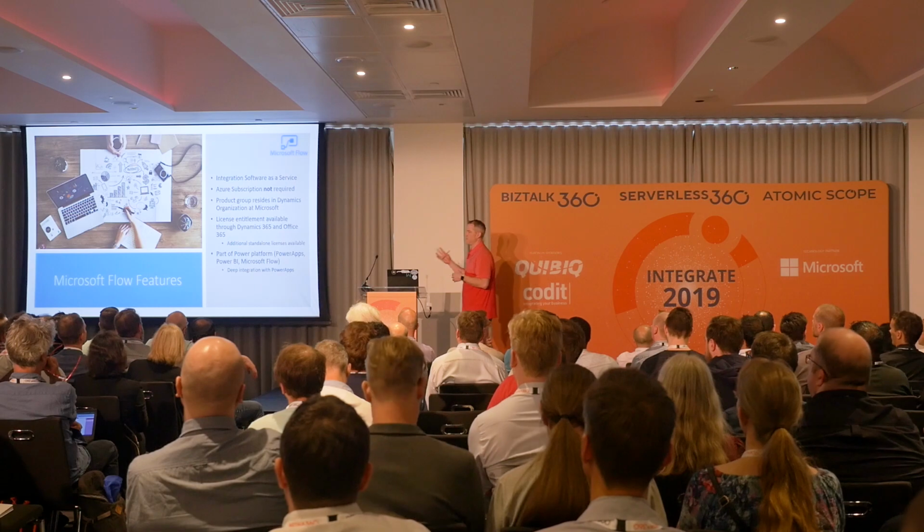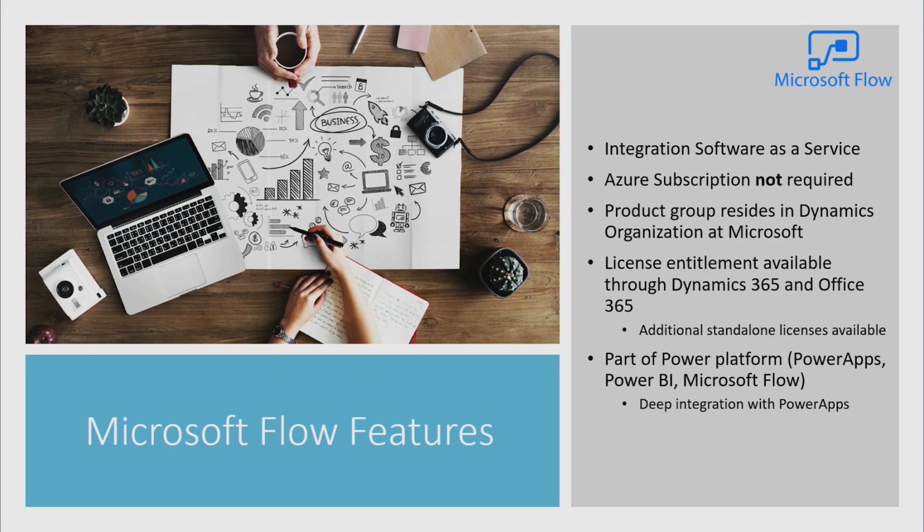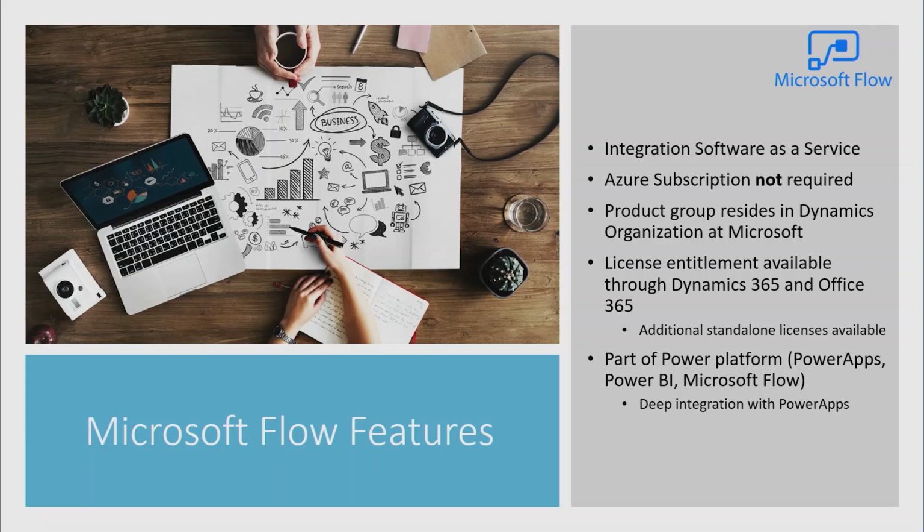We've seen some of this in previous presentations, so I'm going to move through this section rather quickly. Microsoft Flow is an integration software as a service, which means you do not need an Azure subscription in order to use it. The product group resides inside of the Dynamics organization. So if you're starting to see more and more deep integrations with Dynamics and Power Apps, that would probably be one of the reasons. License entitlements generally occur through Office 365 or D365. In addition, there are some standalone licenses that you can purchase that we talked a little bit about yesterday. And it is one of the components of the overall Power Platform.